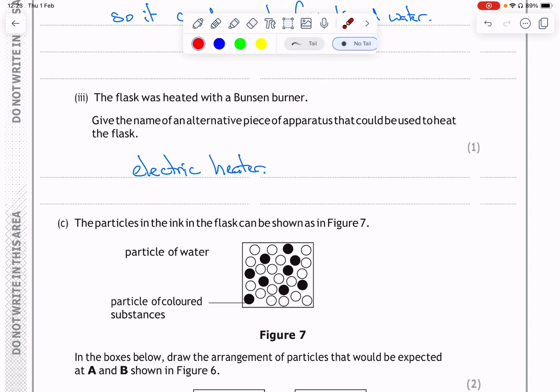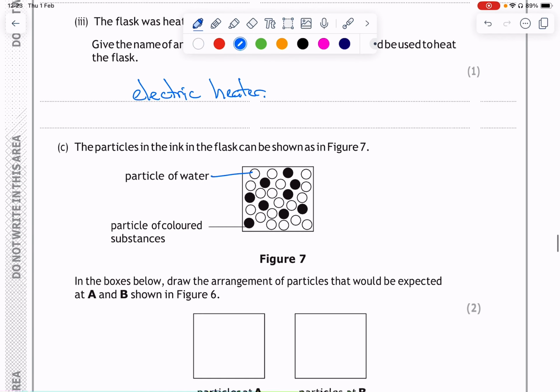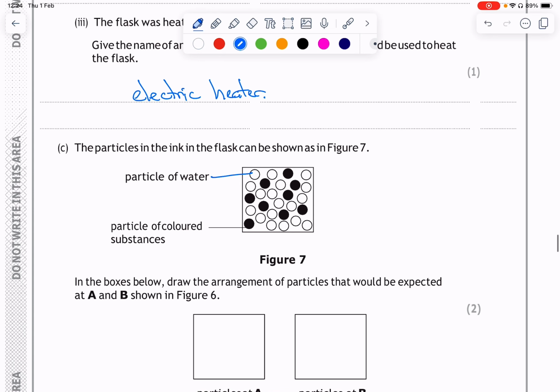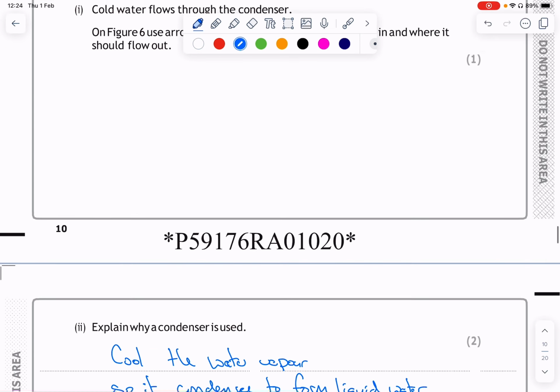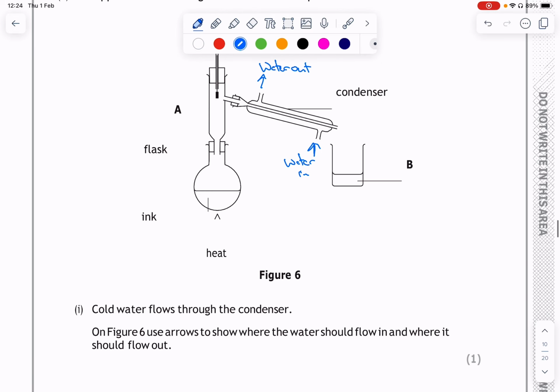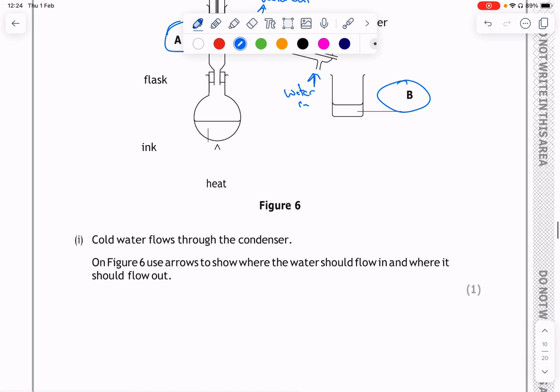Next one, particles in ink can be shown. So here's my particles, and they're helping us do some colour ones. So the particles of colour substances, and we've got particles of water. I think that should possibly have an arrow going to those bits. In the boxes below, draw the diagram of the particles that would be expected at A and B. So let's just go back up and look at my picture. So here is A. So A is happening in this region, and B is happening in this region here.